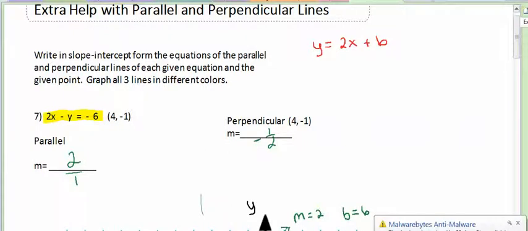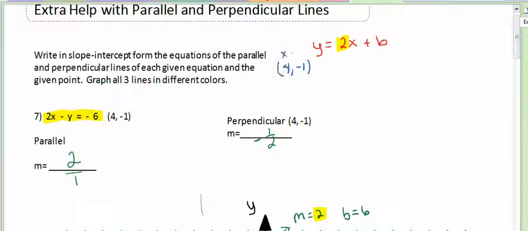Down here we found out that the slope of the original equation was 2, so I'm going to use that same slope. I'm going to put it in slope-intercept form with 2 as my slope. I'm going to substitute my 4 and my -1. This is my x, this is my y. So my y is going to be -1, 2 times 4 plus b. So I have -1 is equal to 8 plus b.